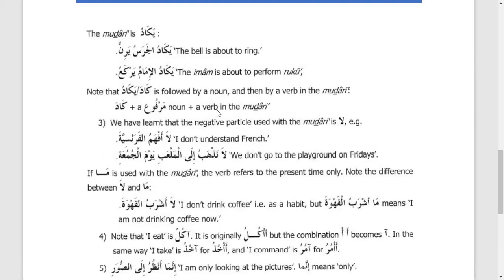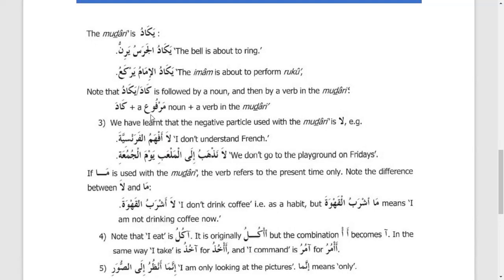And there are some other verbs that belong to this family. Do they belong to one of the sisters, or is it a separate family? It's a separate family. This is a separate family itself? Yes, yes. Okay, separate family. So it's called kada. After yakadu, the noun is marfu and a proper noun always?